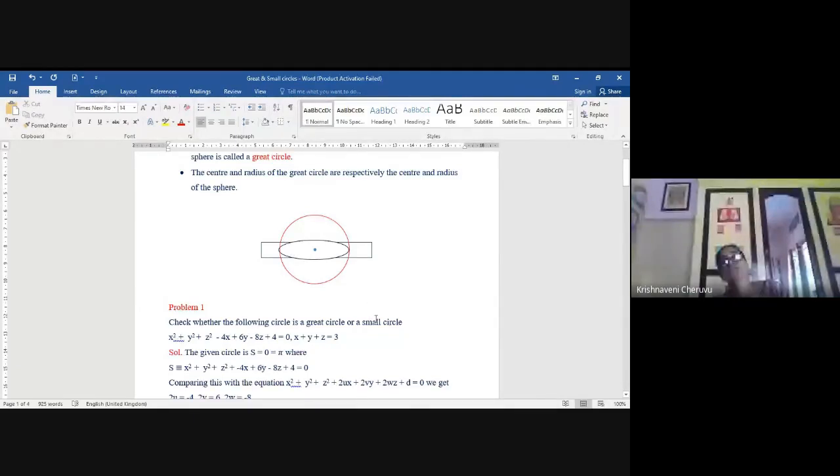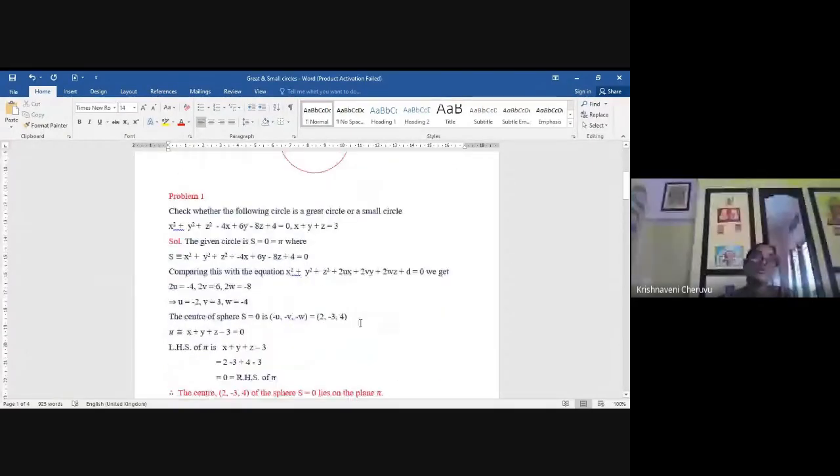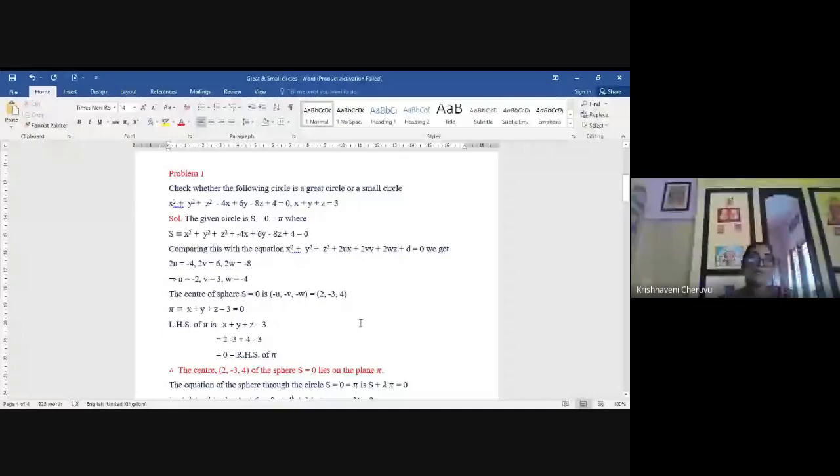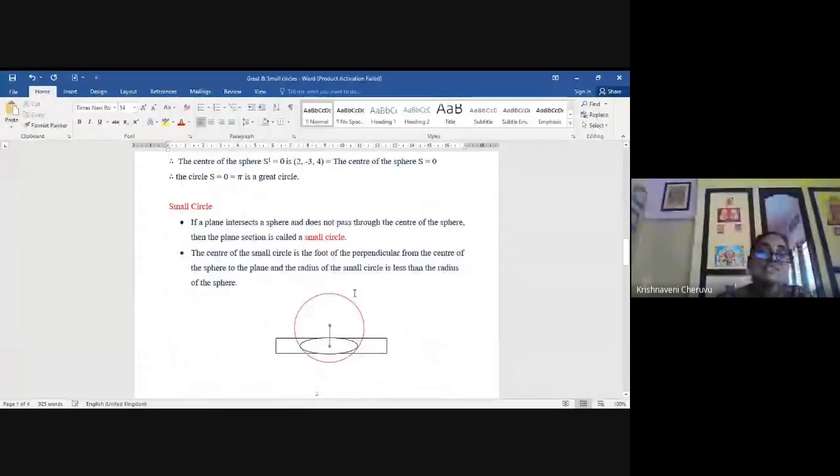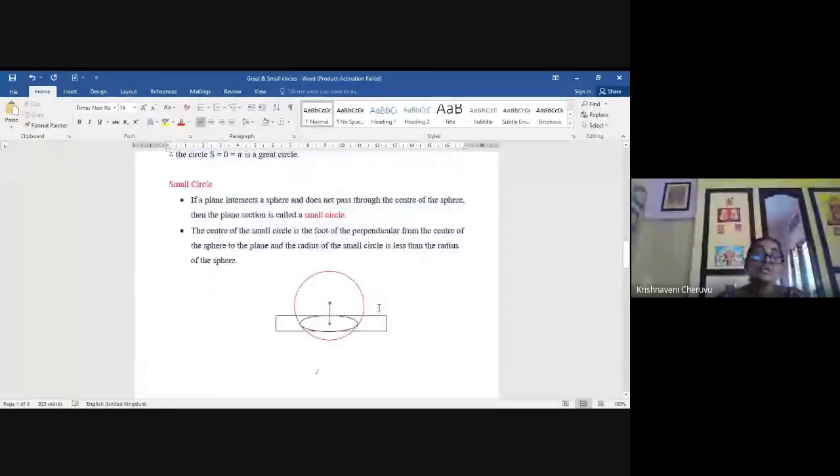So this question is an important question, can be asked for short answer. So basically you must know what a great circle is to do this problem, girls. Now let us move on to the next one, that is small circle. See, small circle I explained to you already twice, in the revision classes online.